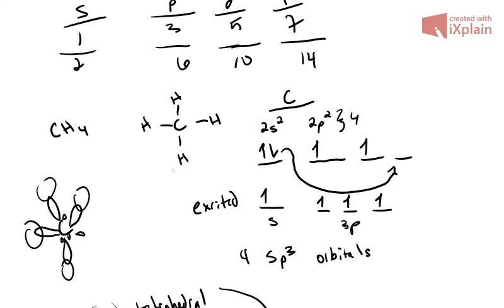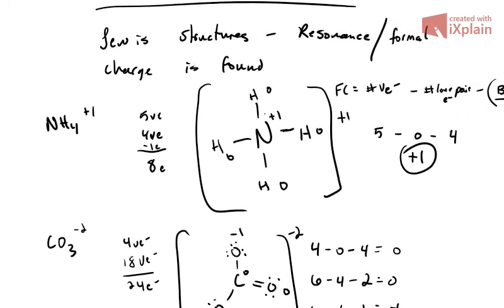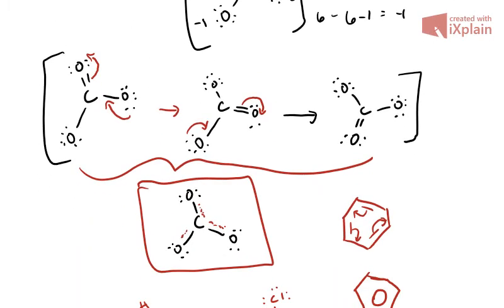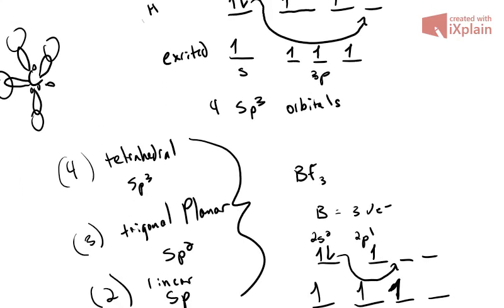So that is a lot of information that we just covered. We covered formal charge, resonance, and hybridization. Take your time, watch the video as many times as you need, go back, look at your notes, look at your textbook, and connect the two.